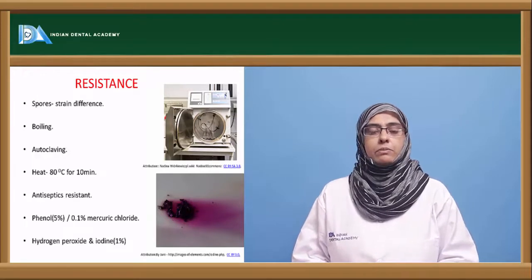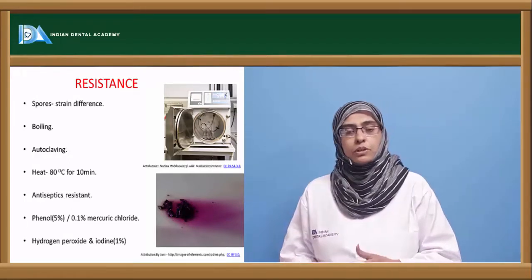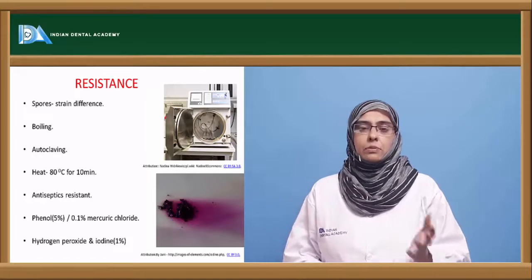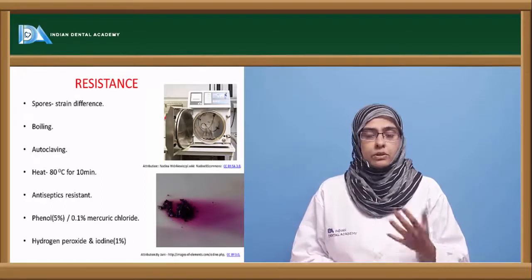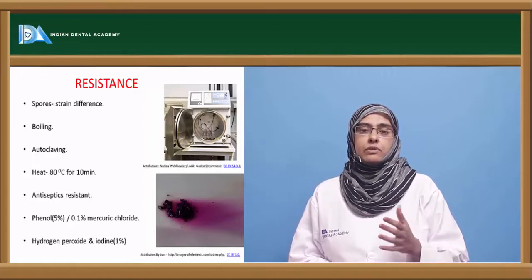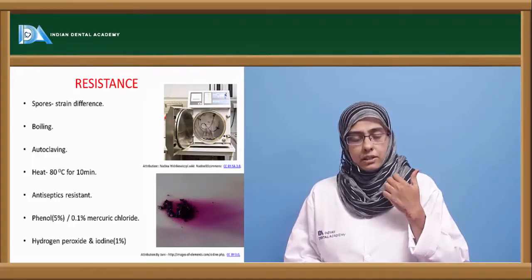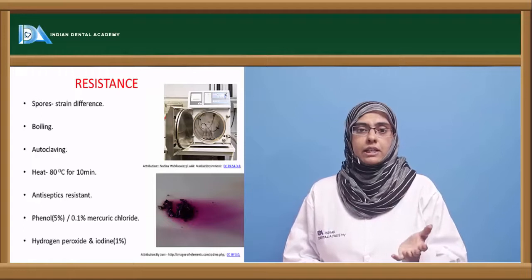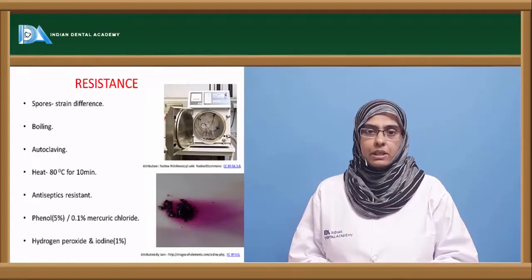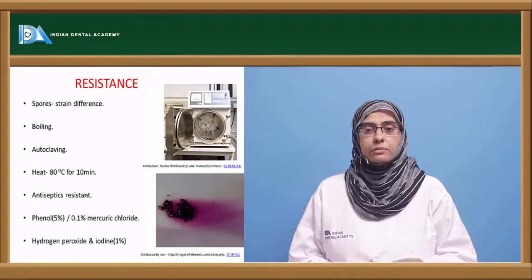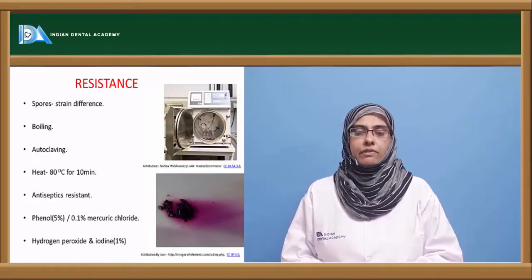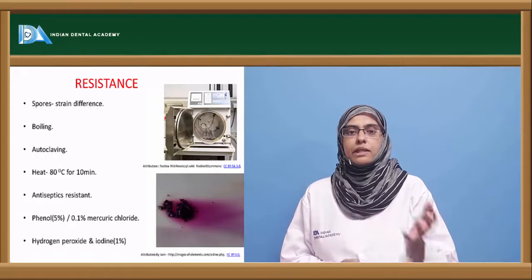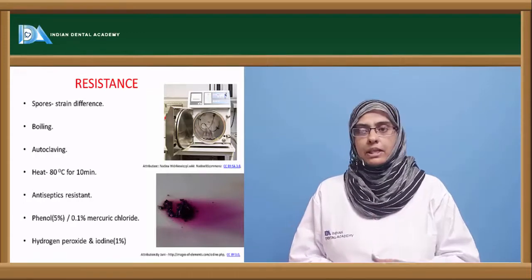Coming to the resistance of this organism, now as we know that there are different strains of this organism that produce spores. So depending on the spore production and the strain, the spores are highly resistant in nature. Some strains which produce spores have to be exposed for several hours at 100 degrees centigrade in order to be eliminated. So the best way of eliminating this organism is autoclaving, that is at 121 degrees centigrade, 15 lbs pressure for 15 minutes, to completely eliminate the sporulating Clostridium organism.